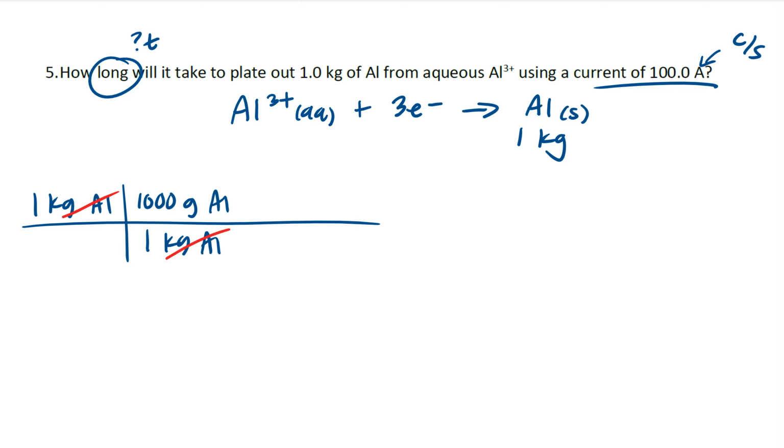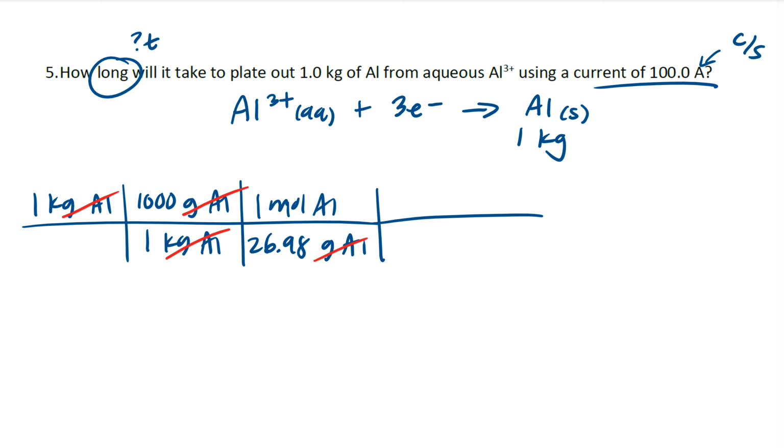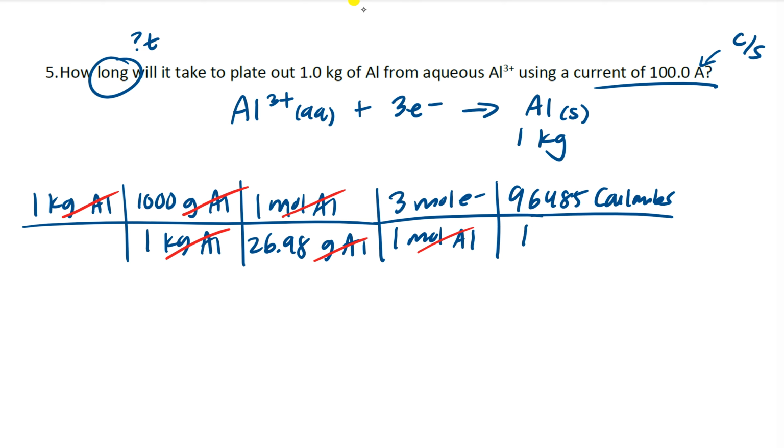Now let's convert this over to moles of aluminum. 1 mole of aluminum is equal to 26.98 grams. Then, using stoichiometry and that balanced equation that we just wrote, we can see here 3 moles of electrons for every 1 mole of aluminum. Now turn this over to charge using Faraday's constant, 96,485 coulombs for every 1 mole of electrons. So that's how many coulombs we are going to need.